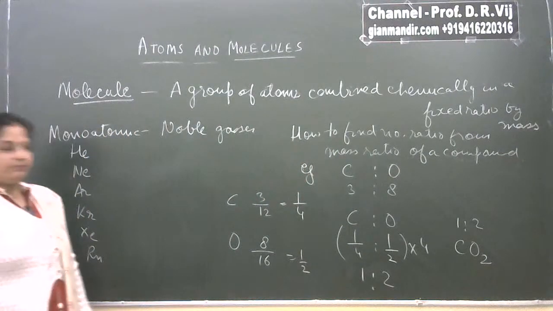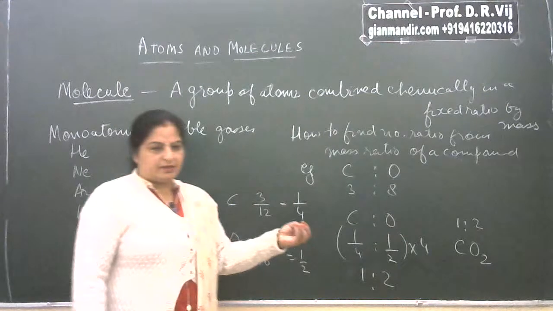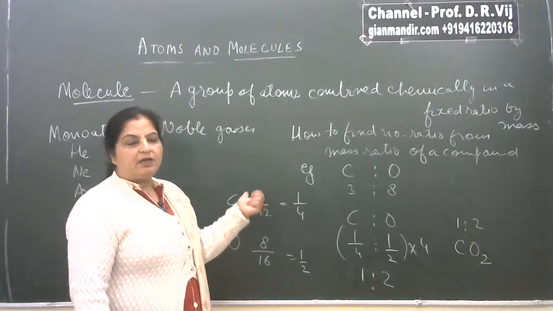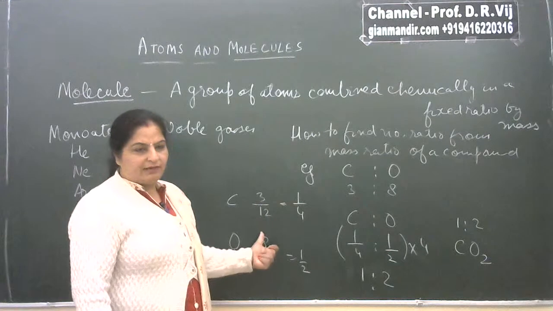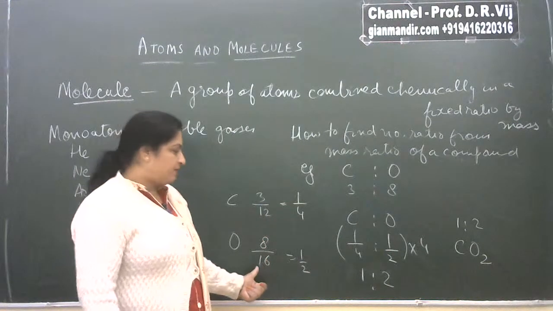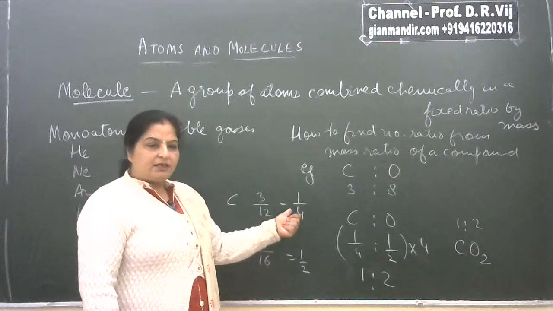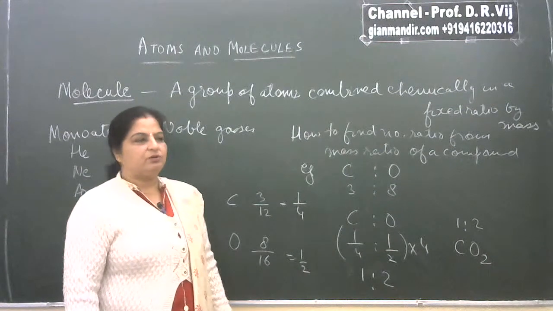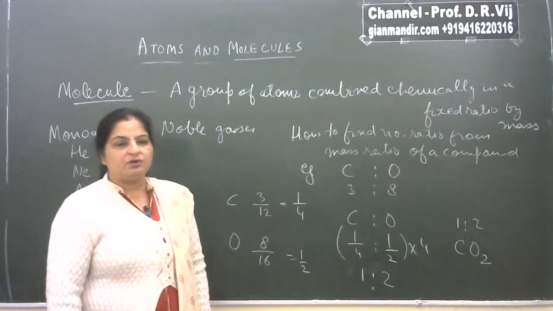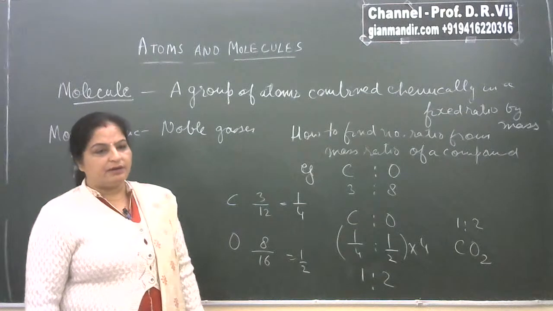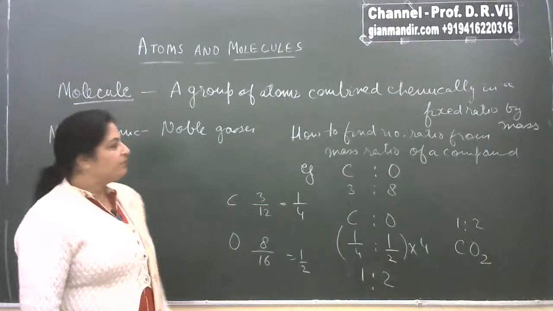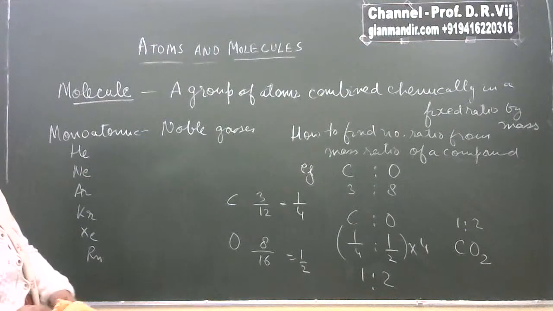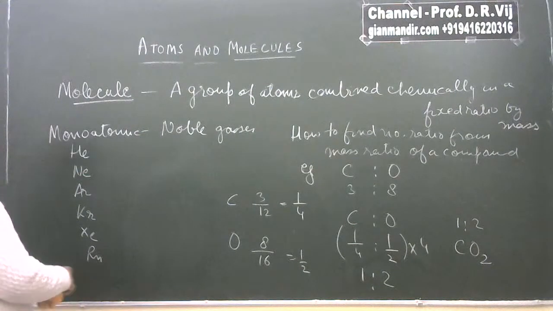right? So two very simple steps are required. The first step is to divide the mass ratio of the given element by its respective atomic mass, and whatever ratio you get, if it is not a simple ratio, convert it to a simple ratio by multiplying by the nearest whole number, right? In this way you can obtain the molecular formula of a compound.